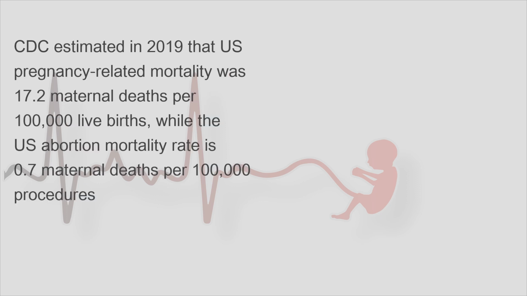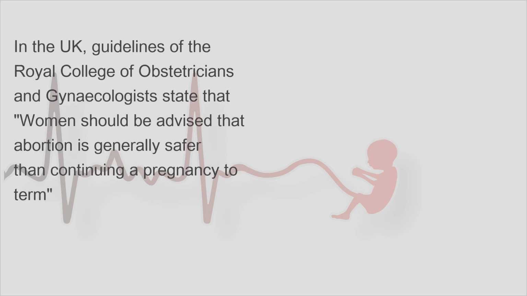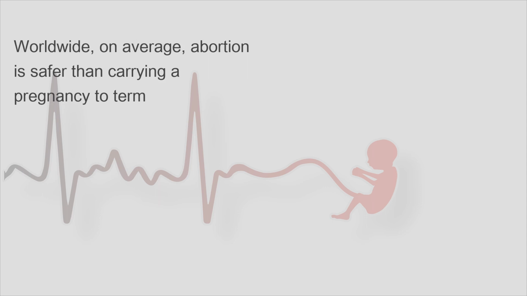CDC estimated in 2019 that U.S. pregnancy-related mortality was 17.2 maternal deaths per 100,000 live births, while the U.S. abortion mortality rate is 0.7 maternal deaths per 100,000 procedures. In the UK, guidelines of the Royal College of Obstetricians and Gynecologists state that women should be advised that abortion is generally safer than continuing a pregnancy to term. Worldwide, on average, abortion is safer than carrying a pregnancy to term.